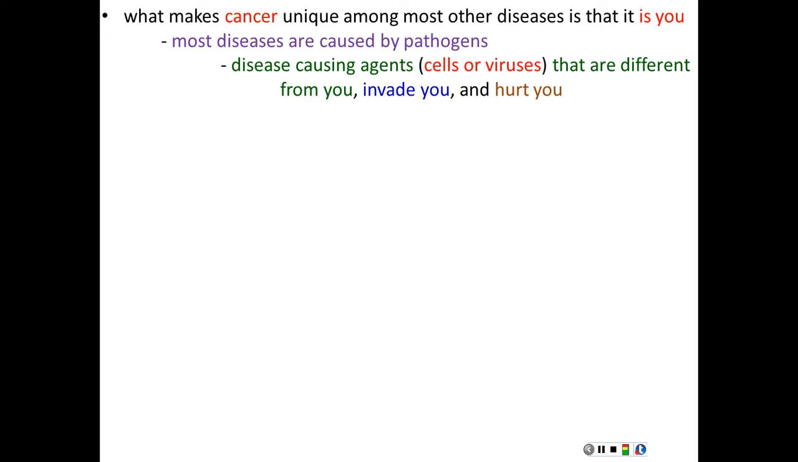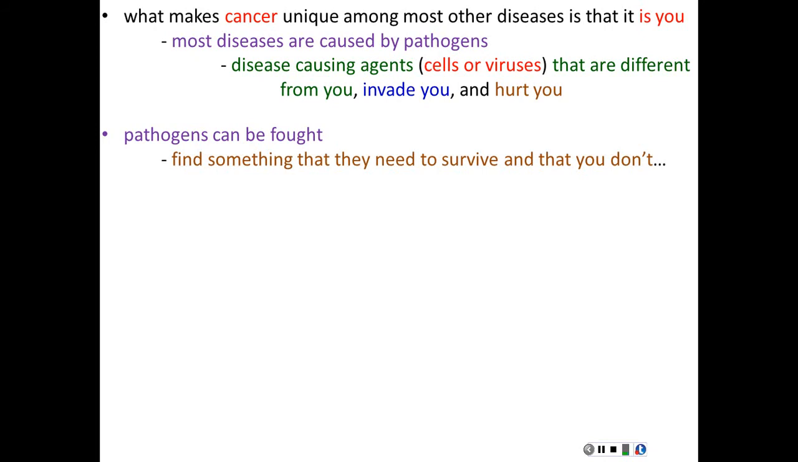These outside agents are disease-causing agents. They can be other cells, viruses, bacteria, etc. And what marks these is that they're different from you. These are outside cells invading you, and they hurt you when they do so. Because these are outside invading cells and different than you, these pathogens can be fought. We talked about this very briefly earlier in the semester when we discussed antibiotics, but it's a very simple principle.